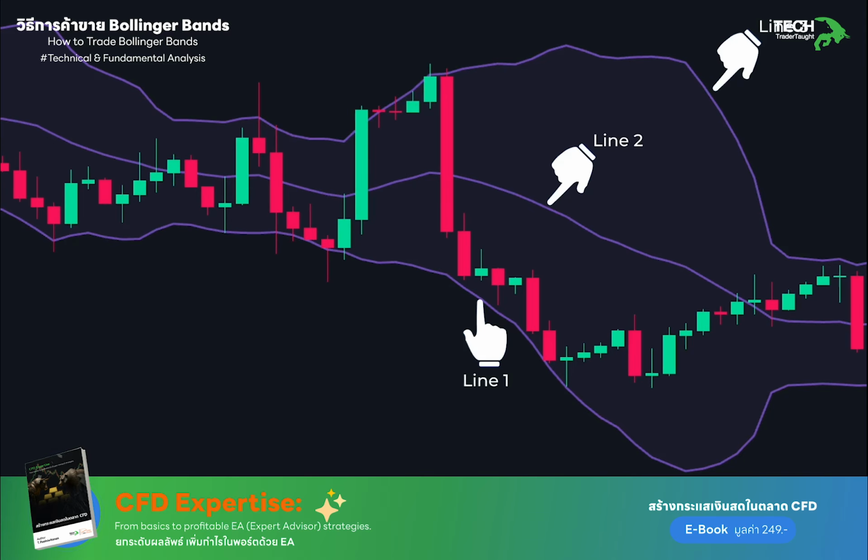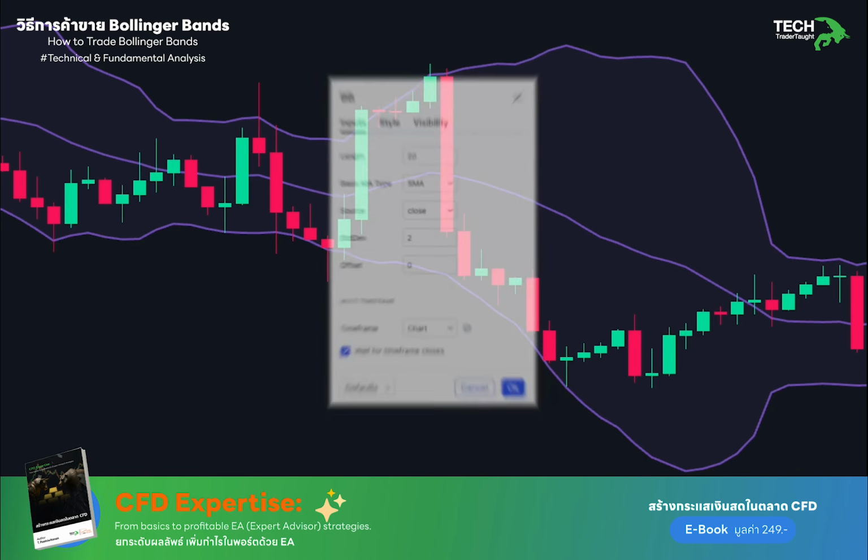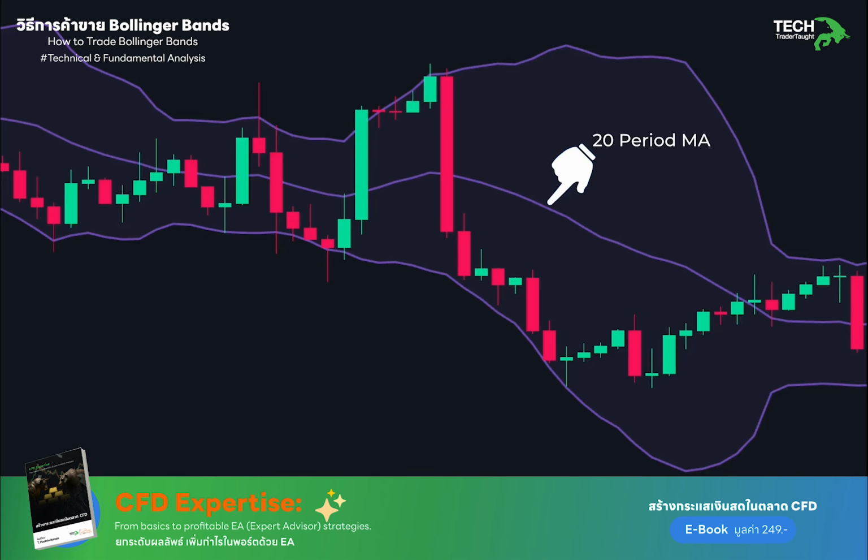It consists of 3 lines. Its default setting is set to 20 periods and 2 standard deviations. On these settings, the middle line is a simple 20-period moving average. The upper band is calculated by adding 2 standard deviations to the middle line. Similarly, the lower band is calculated by subtracting 2 standard deviations from the middle line.